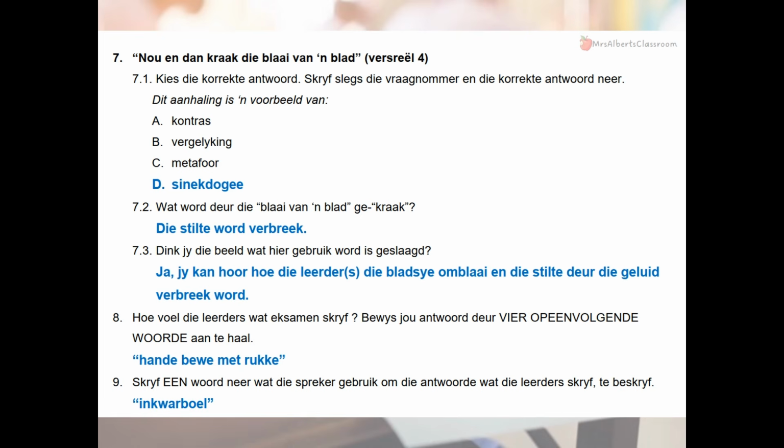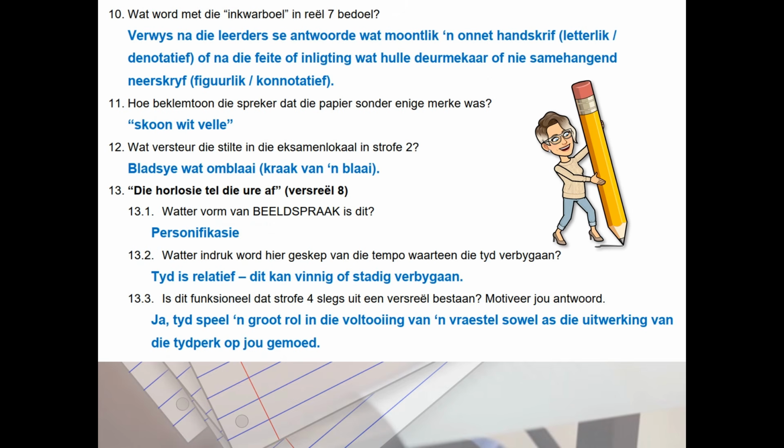Okay, at number 10 it says, wat word met die inkwarboel in reël 7 bedoel? So what do they mean with the word inkwarboel? And as I just said, it means that the learners' writing might be, I don't know, a mess. Maybe they are writing so fast that they are scribbling. They're not writing neatly. That's the literal one.